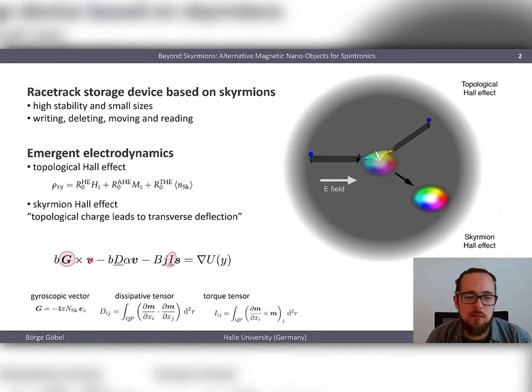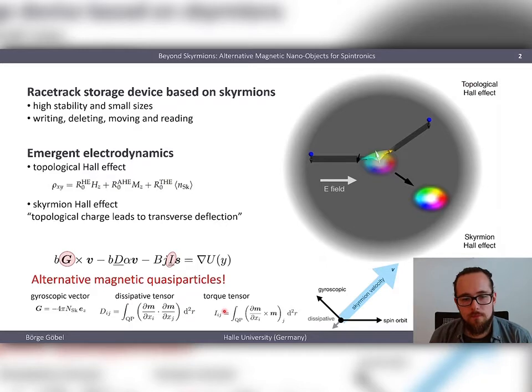Here you see v is our velocity of the skyrmion, and then we have several terms that describe the motion of our skyrmion. Most interesting, I think, are the first term and the third term. The first term includes the gyroscopic vector G, and this is proportional to the topological charge. And therefore, because we have this vector product here, it will always be perpendicular to the velocity, as you can see here.